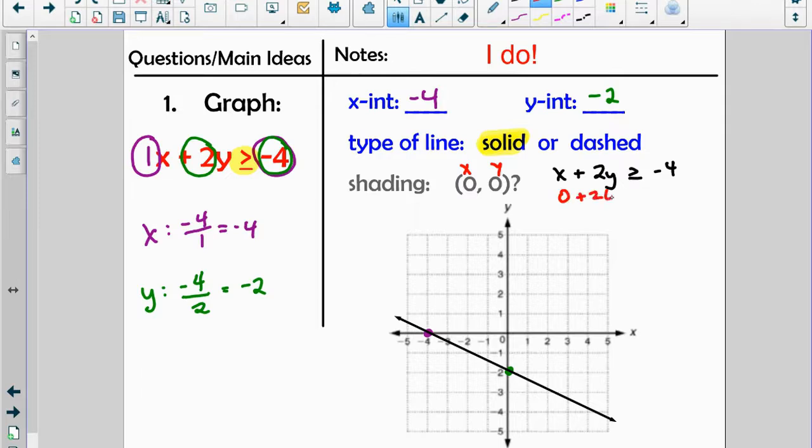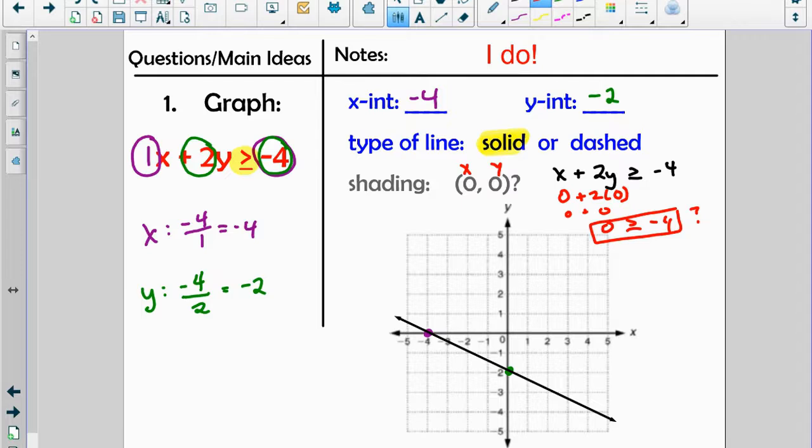0 plus 2 times 0. Well, let's see. 2 times 0 is 0. And 0 plus 0 is 0. That's why I love working with 0, 0, or the origin, because the math involved is so simple. It just makes everything turn into 0. So we're really just checking to see if this is true or false.